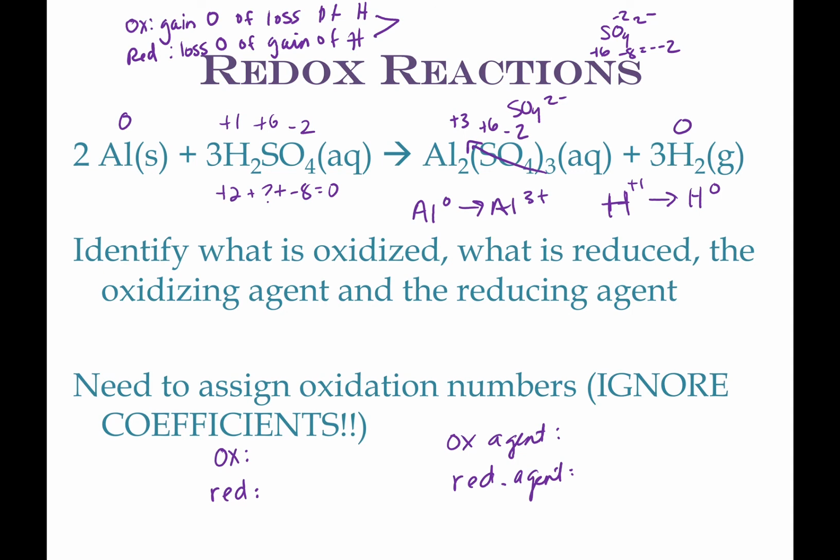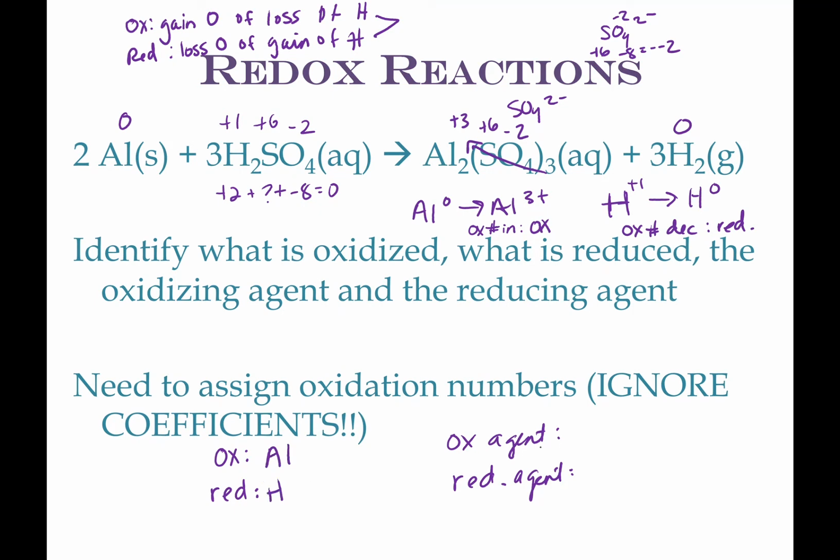So if aluminum went from aluminum 0 to +3, the oxidation number increased. So OIL RIG, we look at that. This would be an oxidation. Here the oxidation number decreased. So this would be a reduction. So aluminum was oxidized, hydrogen was reduced.